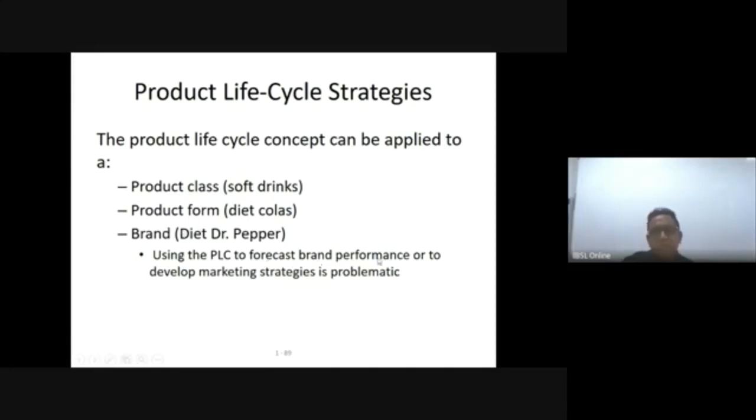Using the PLC to focus on brand performance or to develop marketing strategies is a problem. So maybe you don't have to worry too much about the PLC, according to some, but in understanding the product you should know there are three different levels: the product class, product form, and the final brand.